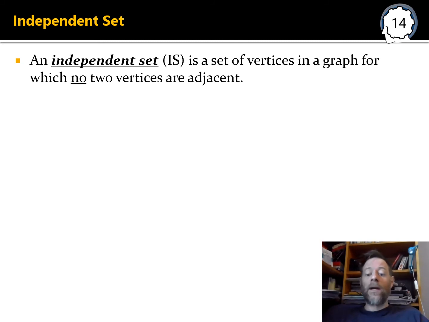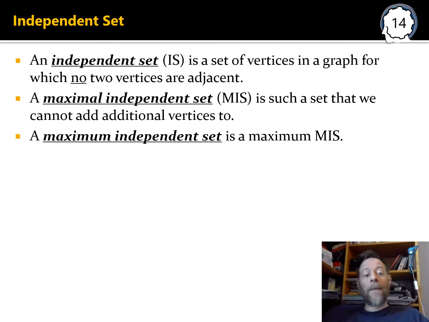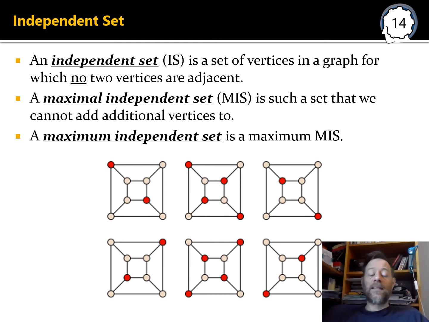So it means that there are no edges between them. And we also have something called the maximal independent set, which is an independent set such that we cannot add any more vertices to it. So again, it is similar to maximal cardinality matching instead of maximum cardinality matching. And then, of course, we have the maximum independent set, which is the largest maximal independent set. So of all the maximal independent sets, the one which has the largest number of vertices in it is the maximum independent set.